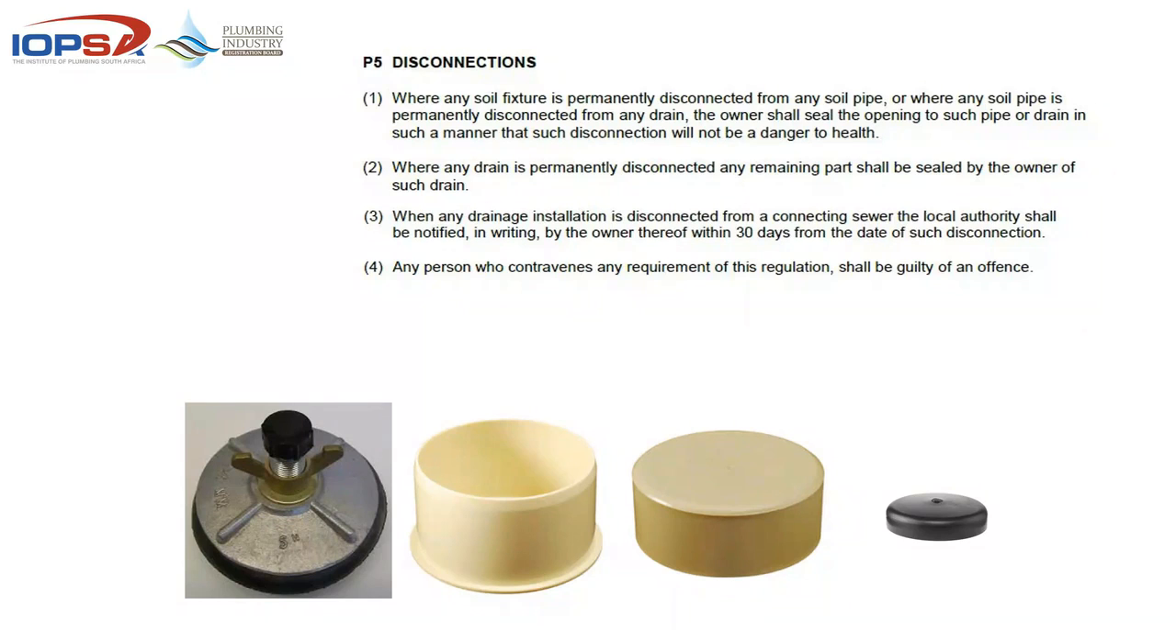When any drainage installation is disconnected from a sewer, the local authority shall be notified in writing by the owner thereof within 30 days from the date of such a disconnection. You'll find the owners are normally very keen to let the council know when they've been disconnected or the drain's been disconnected, because then there would be no sewage charges allocated to that water consumption on that premises. So any person who contravenes any requirement of this regulation shall then be guilty of an offence.